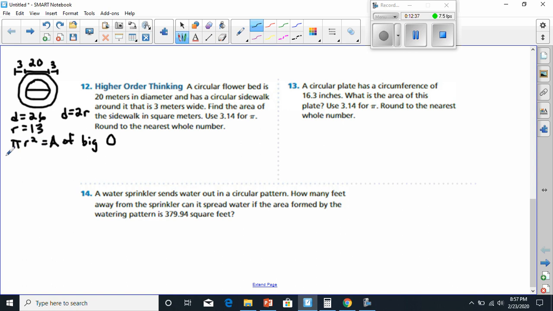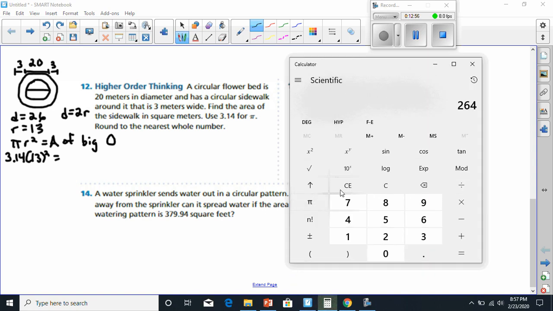If I do this, I know pi is 3.14. I know my radius we said was 13, so I'm going to multiply 13 by itself, and that'll give me the area. Once again, I know 13 times 13 is going to give me, let's see, 13 times 13 will give me 169.